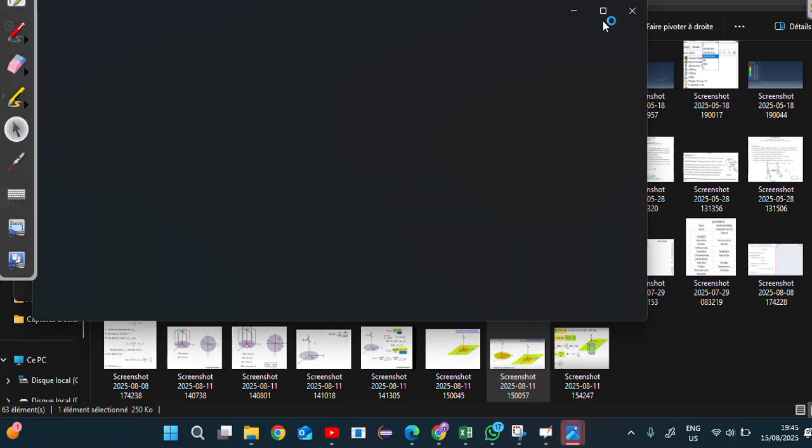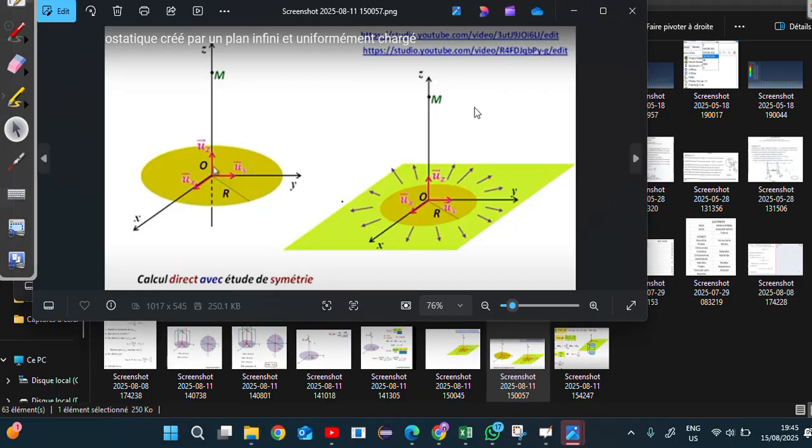I hope you're able to see the pictures. You're able to see the pictures, right? Yes, we're able to see them.